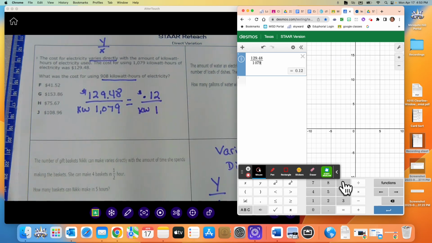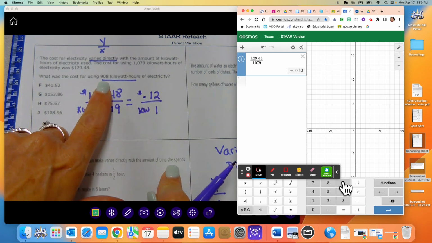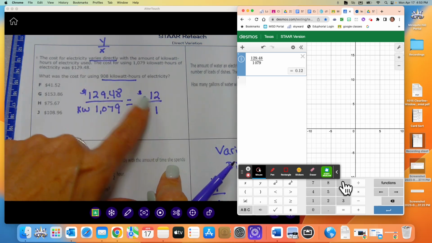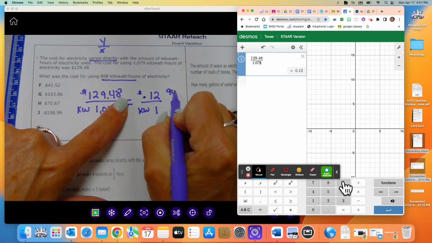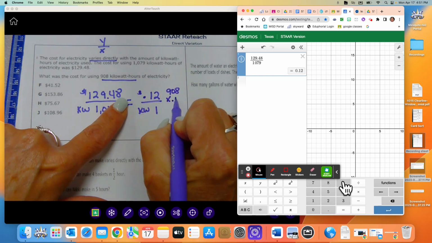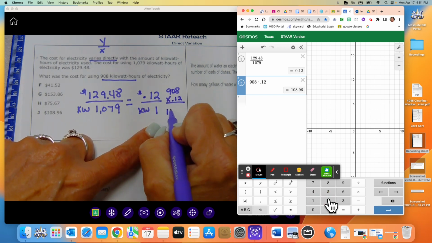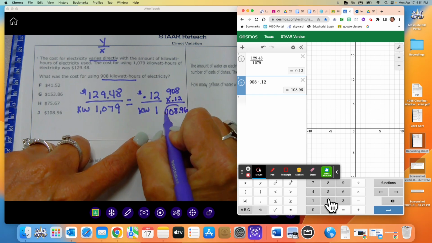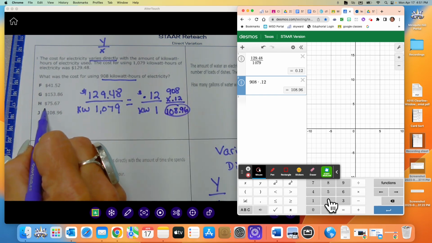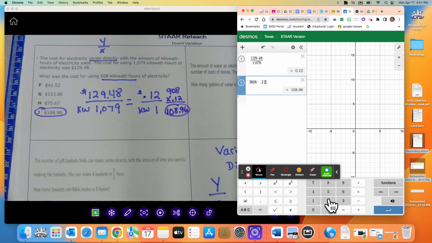But that's not what it's asking us. It's wanting to know how much it is for 908. So since this is how much it is for 1, we're going to take 908 and multiply by 0.12. So I'm going to come over here and do 908 times 0.12, or 12 cents, and I get $108.96. Match it up with letter J. Now that's one way we can do it.